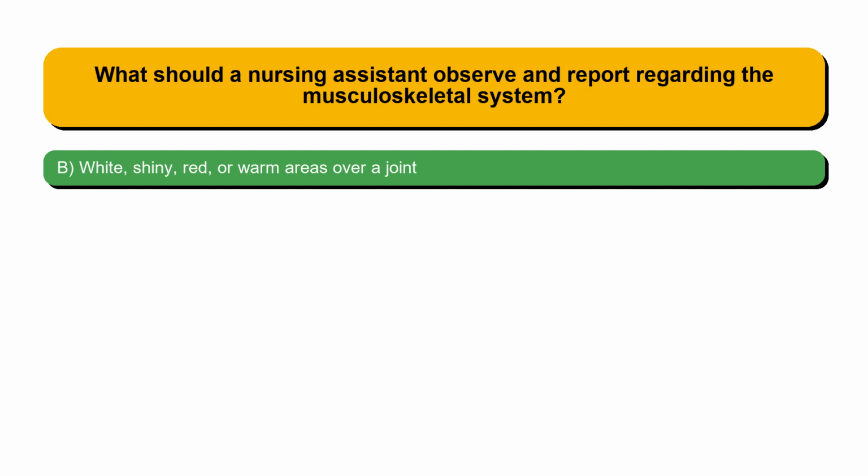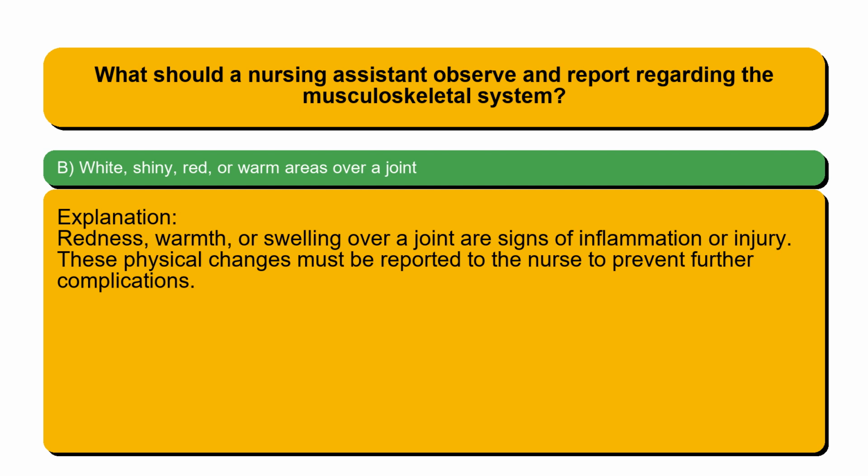White, shiny, red, or warm areas over a joint. Redness, warmth, or swelling over a joint are signs of inflammation or injury. These physical changes must be reported to the nurse to prevent further complications.